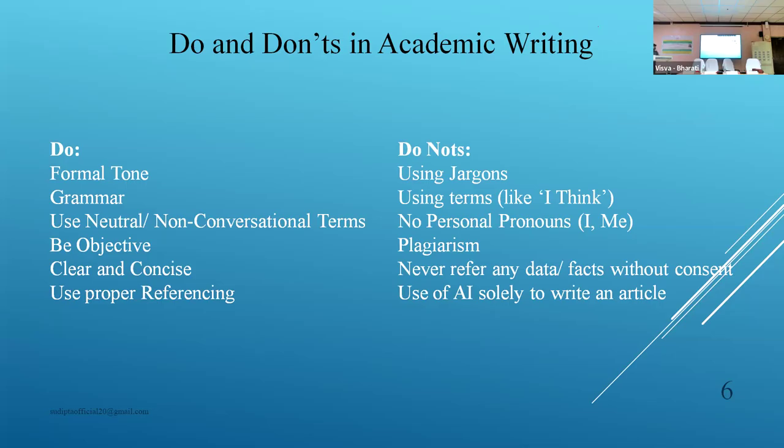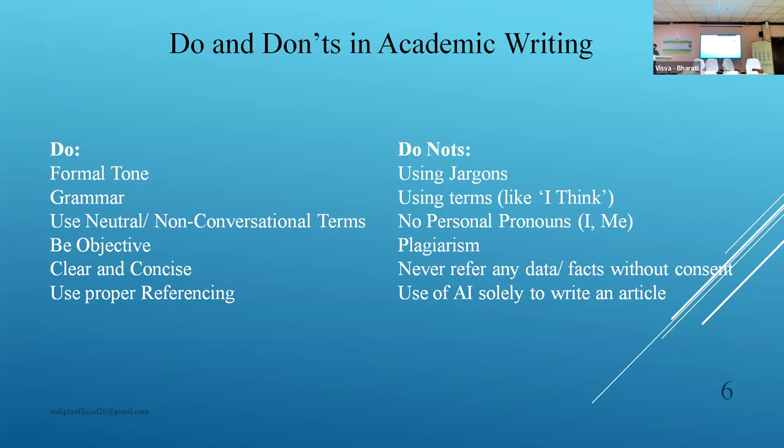There should be no plagiarism. Never refer to any data or fact without consent. Many times it happens that someone has published a research paper using certain data. For example, I was working with BRLPS, the Bihar Rural Livelihood Promotion Society, and I had a lot of data with me, but I haven't published anything with that data directly. Why? Because if I go for publishing, I have to take permission from the higher authorities of BRLPS. Until and unless I get the permission, I can't go for a publication because it is not according to their policy.